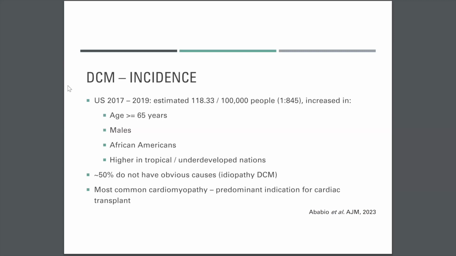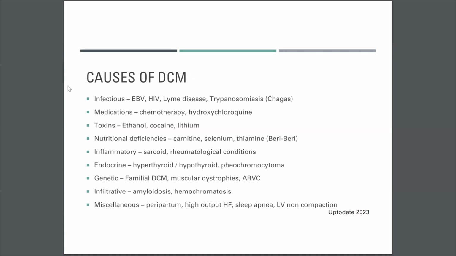Believe it or not, it is the most common indication for cardiac transplantation across the world. When we break it down to specific causes of dilated cardiomyopathy, this is by no means an exhaustive list, but as you can see, it's quite a long list. Causes range from toxins and medications like chemotherapy, to nutritional deficiencies like thiamine, endocrinopathies like hyperthyroidism, infiltrative diseases like hemochromatosis and amyloidosis, and miscellaneous causes like LV non-compaction and peripartum cardiomyopathy. So the list is exhaustive.